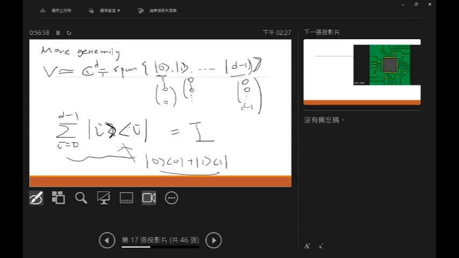So whenever you take any state here, you can imagine that this |i⟩⟨i| will just take the component of that psi onto the state |i⟩. So this will just be identity. If you try to see why this is true, it should be simple. Okay, so maybe let me just quickly say why this is true.